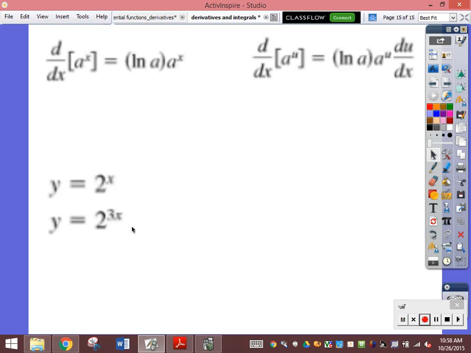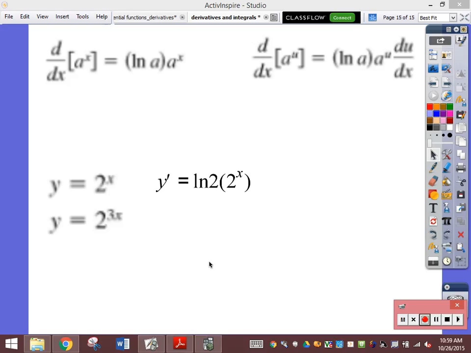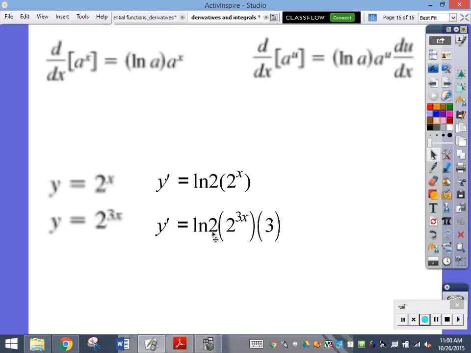If I'm trying to find the derivative of this first equation here, y equals 2 to the x, I would use this first rule. And so dy over dx would be natural log of 2 times 2 to the x. And then this bottom equation, this would be a composite, so you would use the rule that involves u. And so it would be natural log of 2 times 2 to the 3x times the derivative of 3x, which is 3. And then to simplify, we usually don't leave the 3 at the end, we bring it out front.